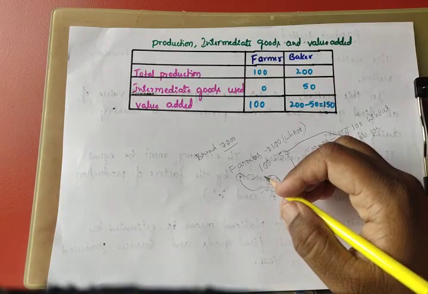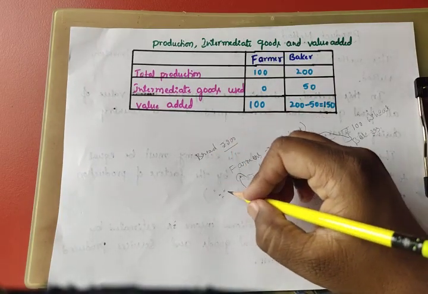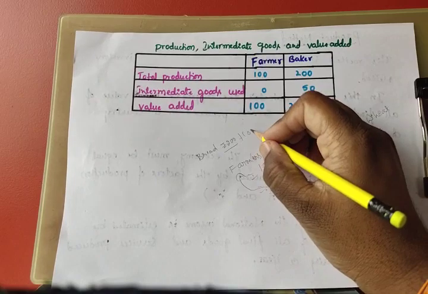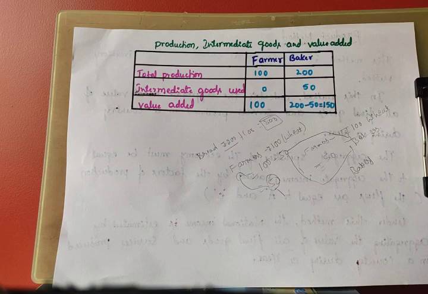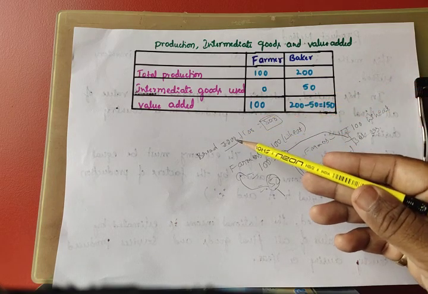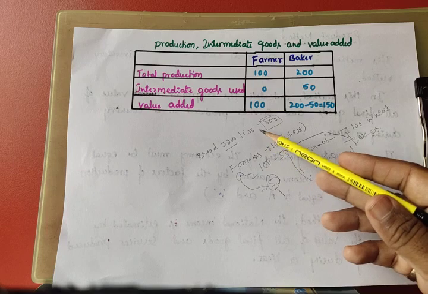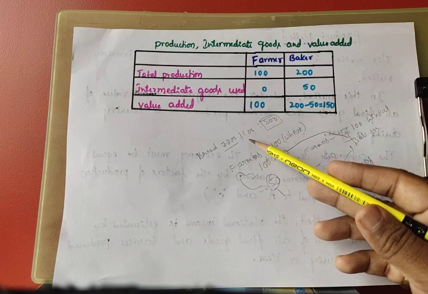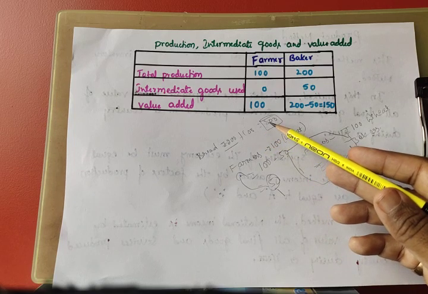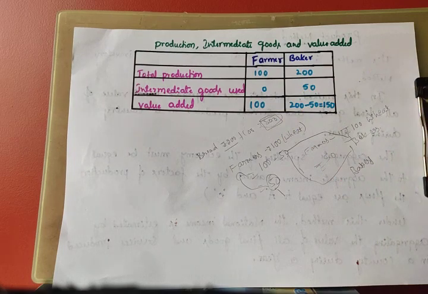Now what is the value of total production? As you know, that is 200 plus 100, that should be 300, but this is wrong. Why? Because bread they produced rupees 200 worth, and the farmers produced wheat worth rupees 100. Then total production of the country is 300, but this is wrong. To avoid double counting, we have to use this method, that is the product method, aggregating the values of production of each sector.